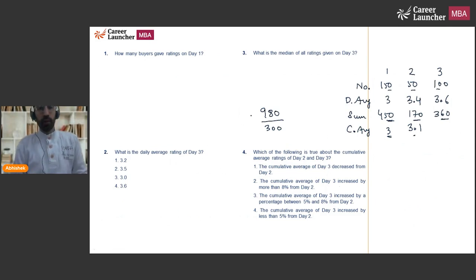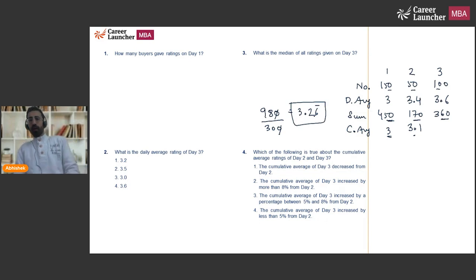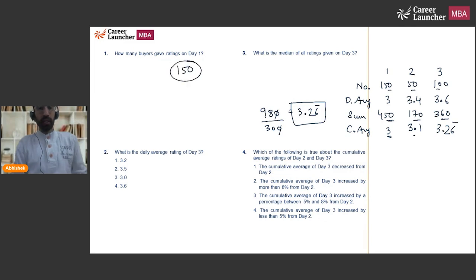This is going to be 98 by 30. 99 by 30 would have been 3.3. This is 3.267, I guess 3.26 bar actually. So that's what it is. Fair enough. The net cumulative average is 3.26 bar. We can also just leave it as 98 by 30. Now, how many buyers gave ratings on day 1? 150. We already know. Done. Daily average rating, daily average, not cumulative. Daily average rating on day 3, easy, 3.6.